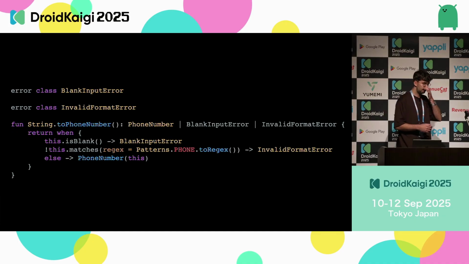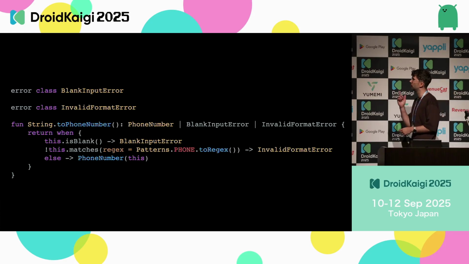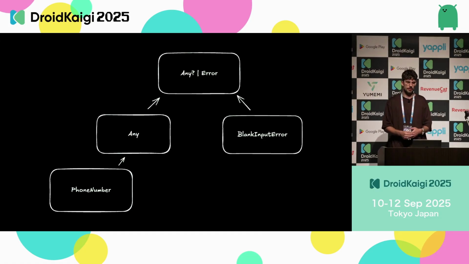So basically it means that the type that we return from that function can be either phone number, blank input error, or invalid format error. This is not fully fledged union types, because we can only do that with error classes. But for errors, it's exactly that. So it follows a slightly different type hierarchy. There's a new supertype, Any Error, and error is implementing that, and phone number is also implementing that.